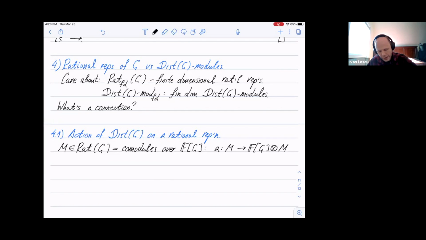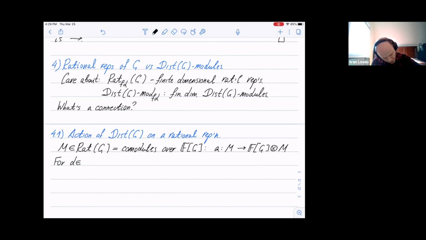And now on M, I want to describe the structure of a Dist G module, for which I will use this map. So what am I going to do? Well, distributions eat functions and spit scalars. So I can take my distribution, feed the functions here to the distribution, and I will get an element of M.